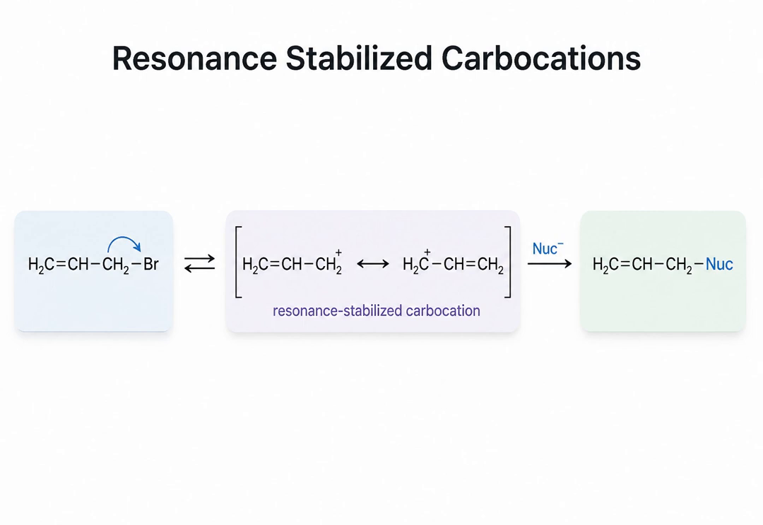A classic example is allyl bromide. Even though it is technically a primary halide, it is highly reactive in SN1 reactions. When the bromide leaves, the resulting positive charge is adjacent to a pi bond. This allows the pi electrons to shift, delocalizing the positive charge over two different carbon atoms. This resonance stabilization makes the formation of the carbocation much easier, allowing the SN1 reaction to proceed rapidly.